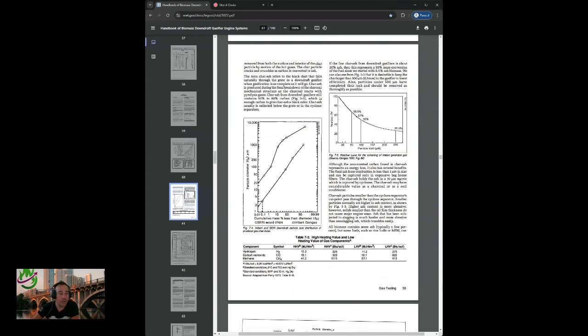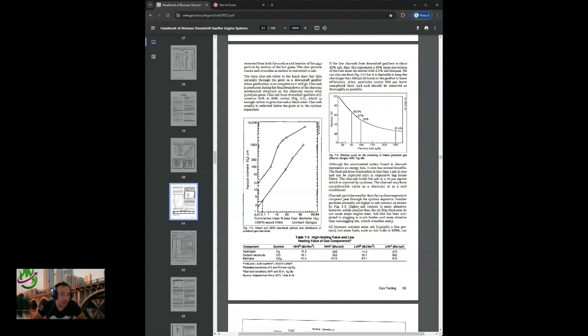Char ash is produced during the final breakdown of the charcoal mechanical structure as the charcoal reacts with pyrolysis gases. Char ash from a downdraft gasifier still contains 50% to 80% carbon, which is enough carbon to give char ash a black color. Char ash usually is collected below the grate or in the cyclone separators.